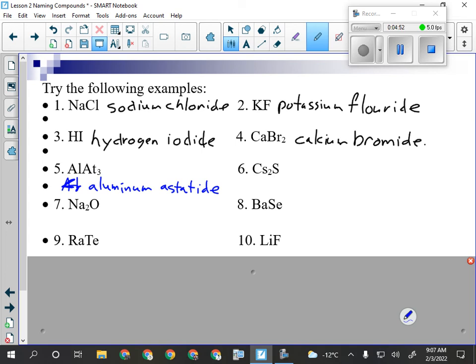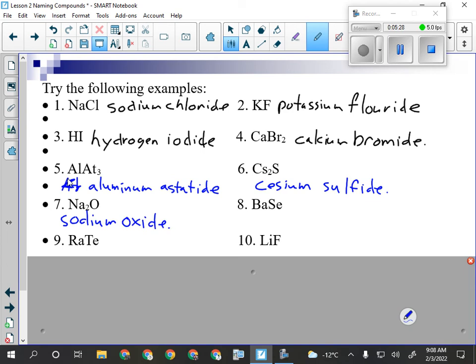For number 6, what does Cs stand for? Cesium. That's our metal, so we don't change the writing of its name, and it is with S, which stands for sulfur, so cesium sulfide. And for number 7, Na is sodium. That's our metal, and it's with oxygen, so sodium oxide.